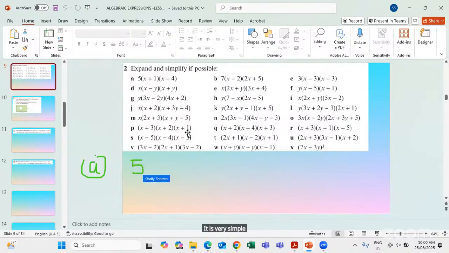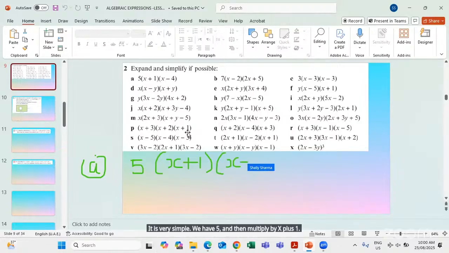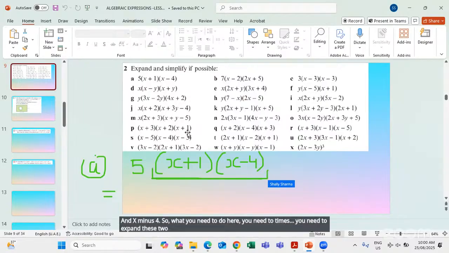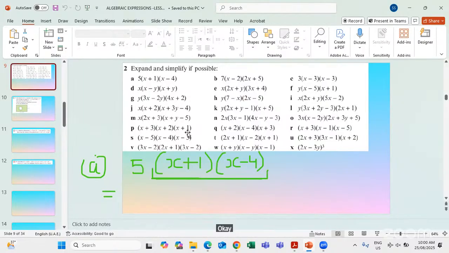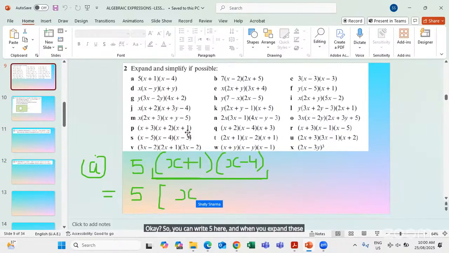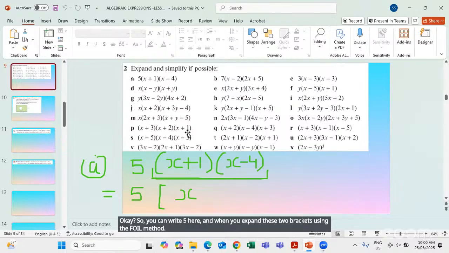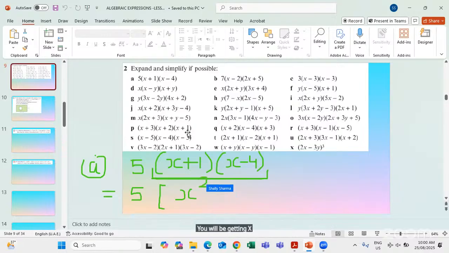We have 5 multiplied by x plus 1 and x minus 4. So what you need to do here is expand these 2 brackets first. You can write 5 here, and when you expand these 2 brackets using the FOIL method, you will get x squared minus 3x minus 4.